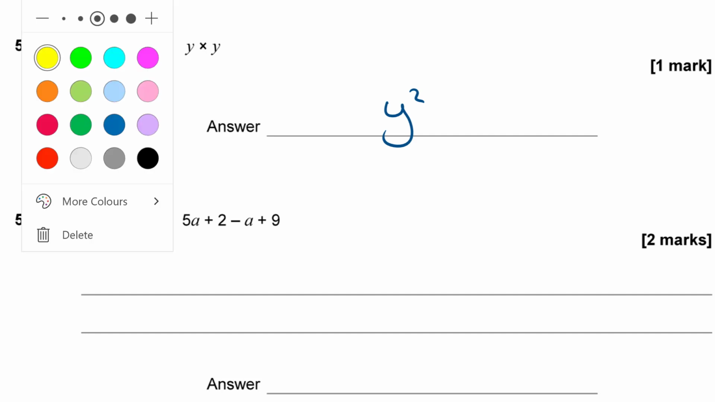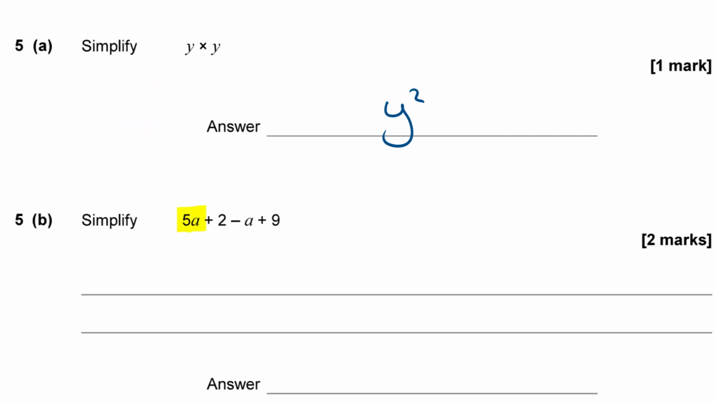Okay, so we need to collect like terms here. So I've got a 5a term and a minus a term, and I've got a plus 2 and a plus 9. Now notice I am highlighting the signs along with the number or letter that follows them, because those two things go together. So let's have a look at adding up all the a's. Then I've got 5a take away a, which is 4a. And I've got plus 2 plus 9, which together gives me plus 11. So I get 4a plus 11.